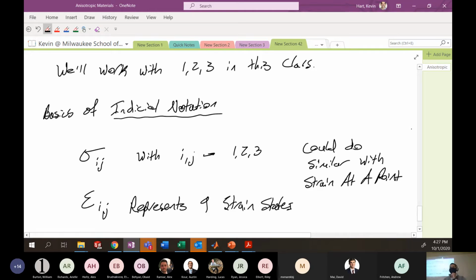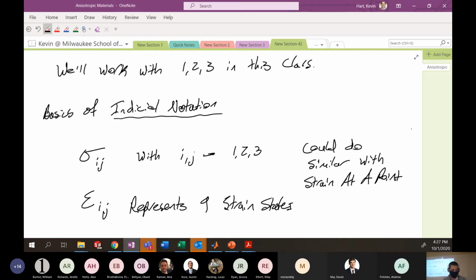Okay, this is how very high level mechanicians present their material, right? And they do it this way because it's a lot simpler and a lot faster to represent multiple equations. And I'll show you what I mean by that in just a second.